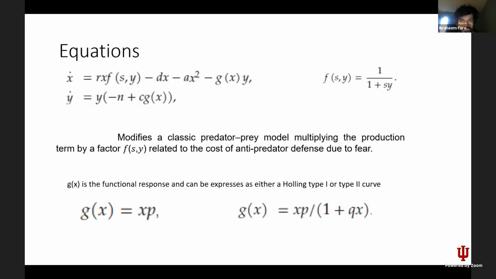So to implement this, they did some modifications on the Lotka-Volterra model. We will ignore these two terms. These two terms are from another part of the paper, where they were discussing the Allee effect. The Allee effect is related to the population density of both the predator and the prey. But basically, we are going to be looking at these terms.